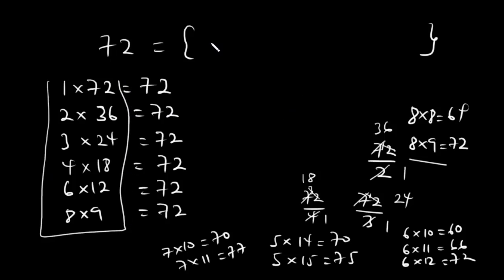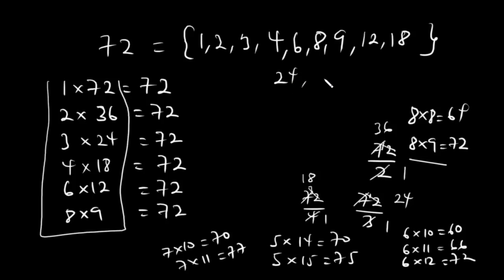Now let's list them. We have 1, 2, 3, 4, 6, 8, 9, 12, 18, 24, 36, and 72. So these are the complete set of factors for 72. Now let's talk about prime numbers.